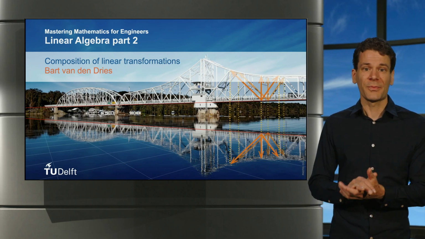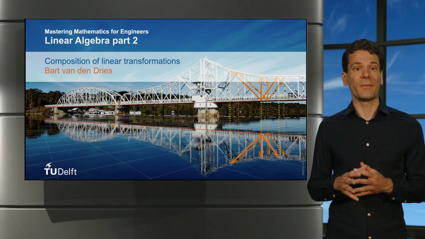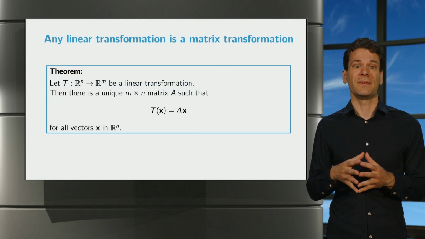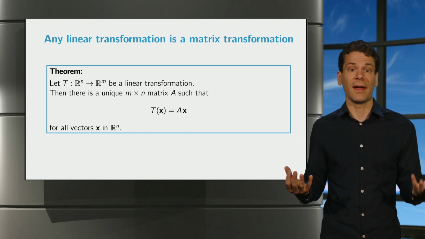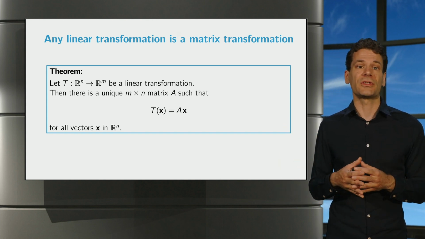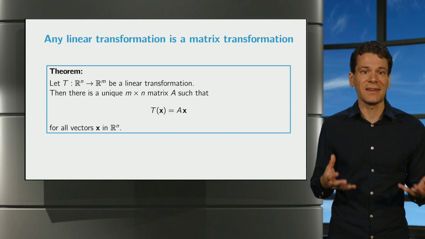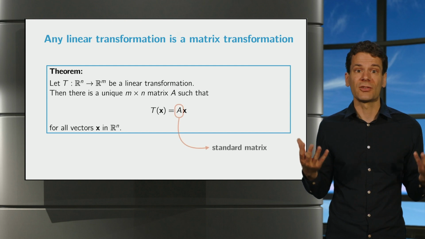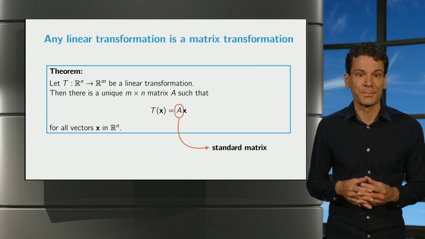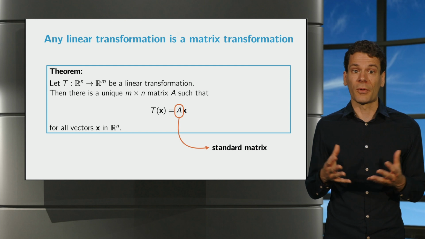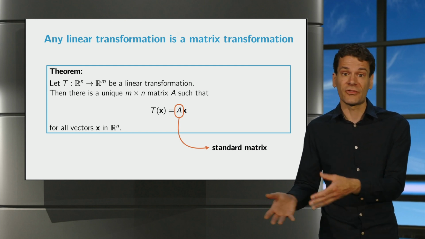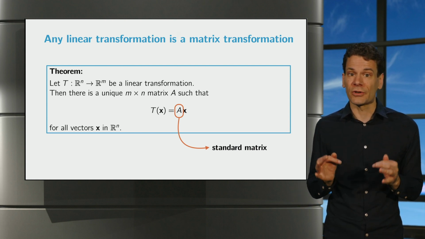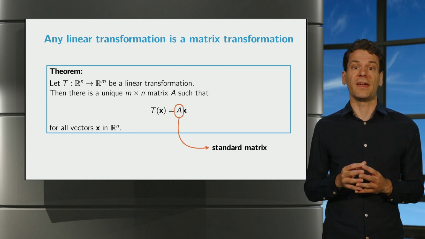Hi! In the previous section you have seen that any linear transformation is a matrix transformation. To be precise, if T is a linear transformation from Rn to Rm, then there is a unique matrix A such that T of x is equal to A times x for all vectors x in Rn. The matrix A is called the standard matrix of the transformation. This result means that operations on linear transformations can be translated to operations on matrices. In this video, I will show you how this works out for composition of linear transformations.